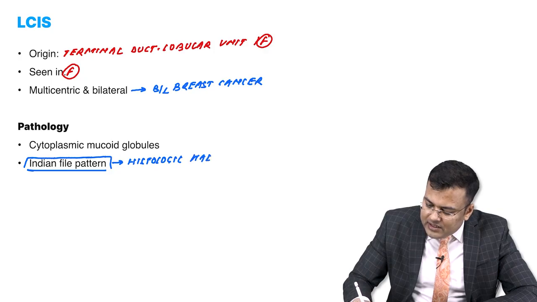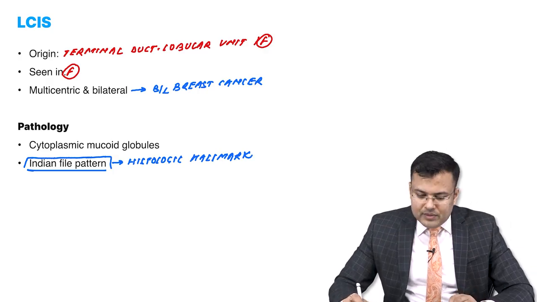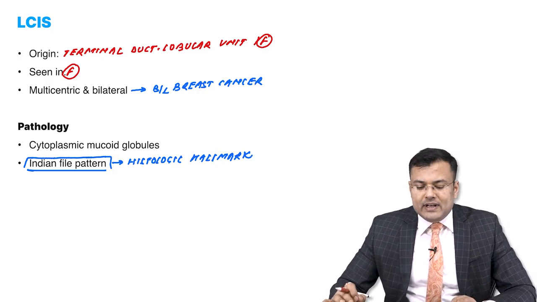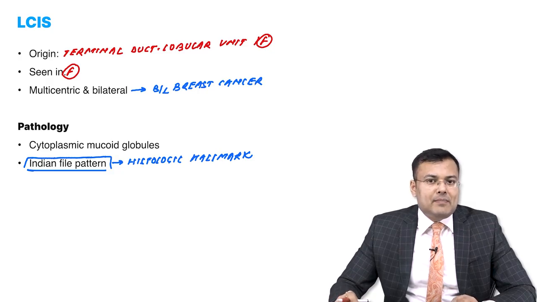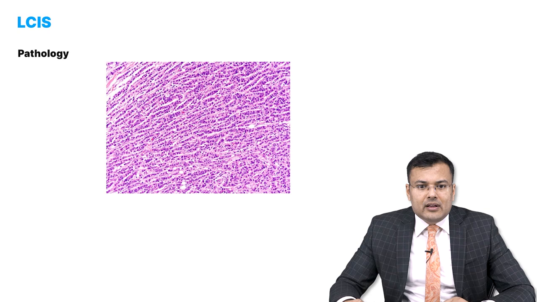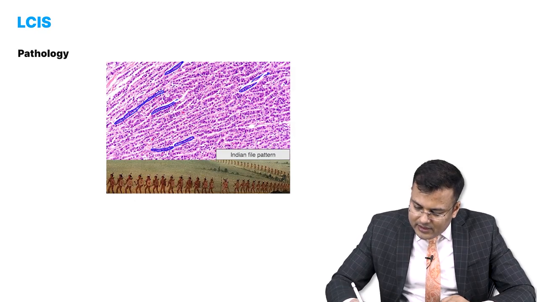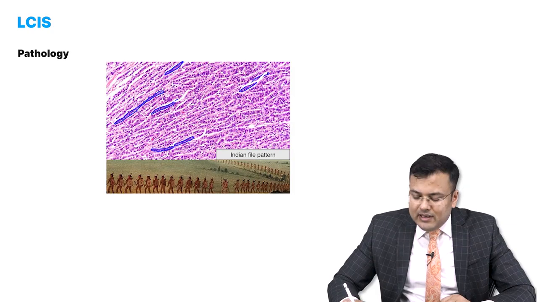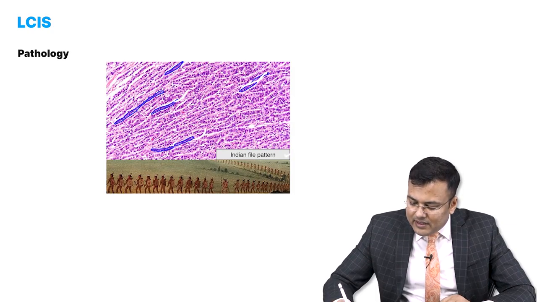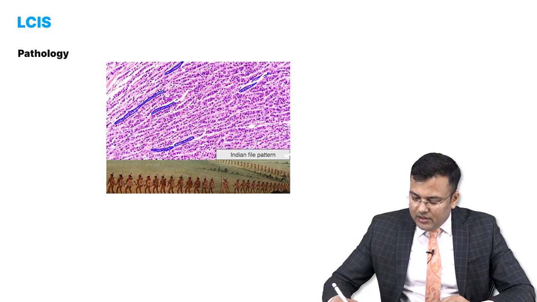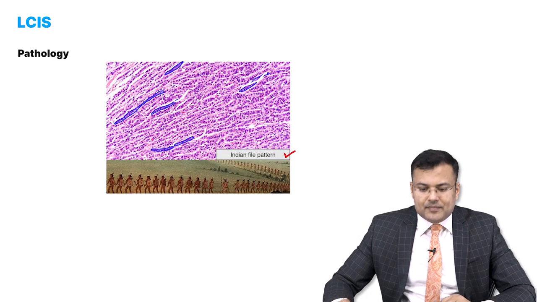Both of these questions are asked in exam. That there are cytoplasmic mucoid globules, and a tendency of tumor cells to invade in linear strands, what? The Indian file pattern. How it looks, you can see here. This is the Indian file pattern. You can see the tendency to invade in linear strands. This is the histologic hallmark of LCIS.